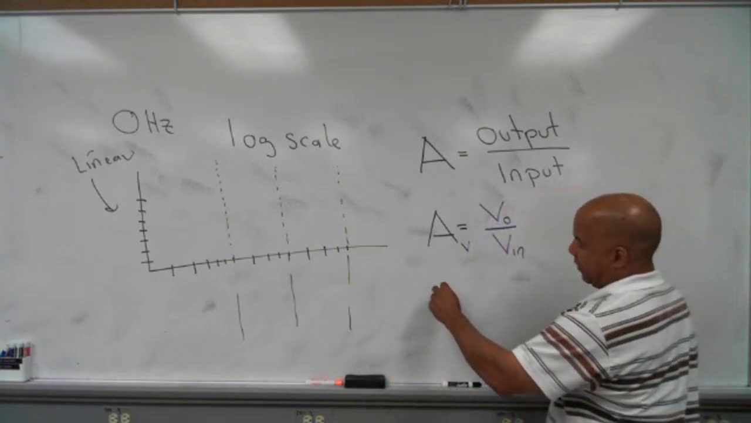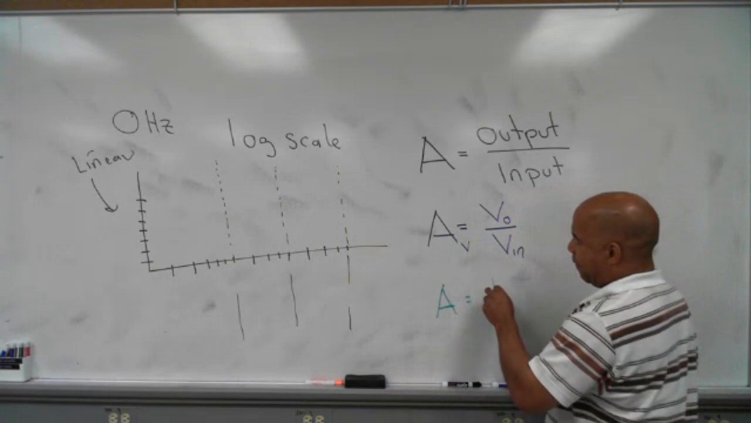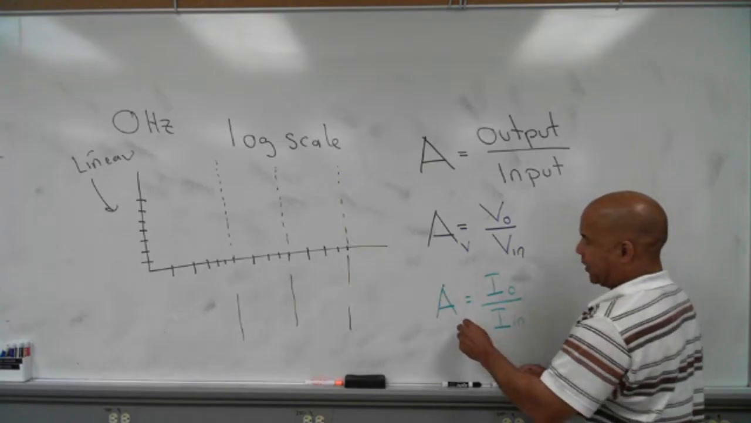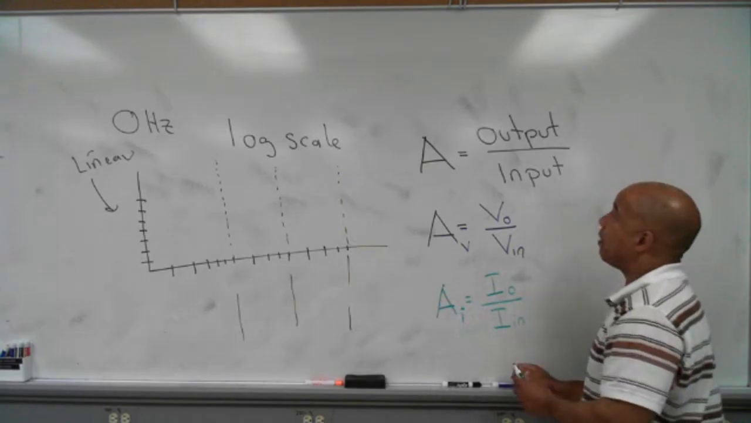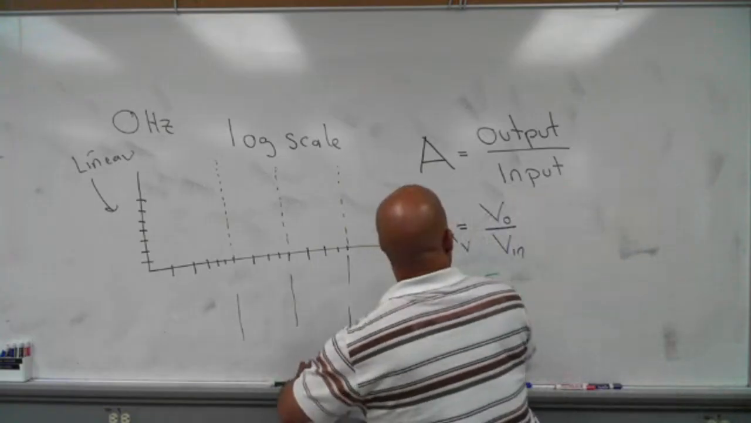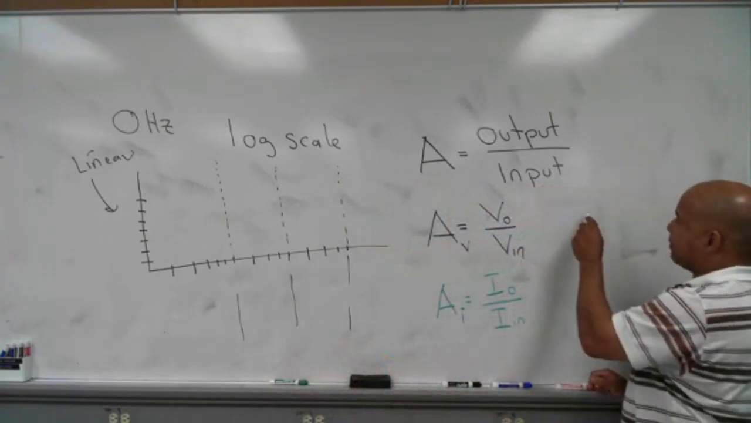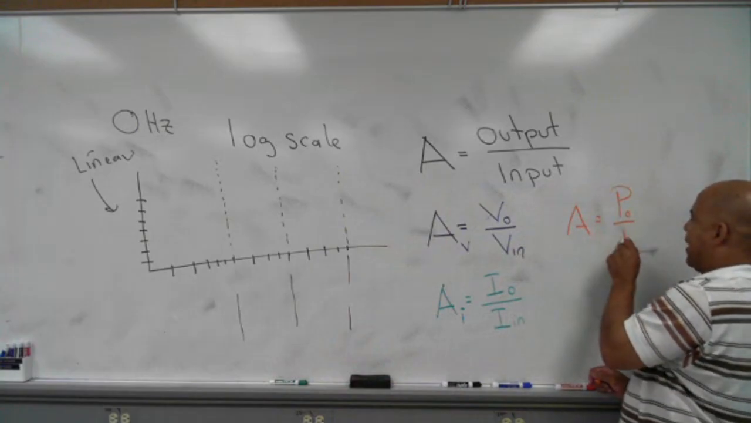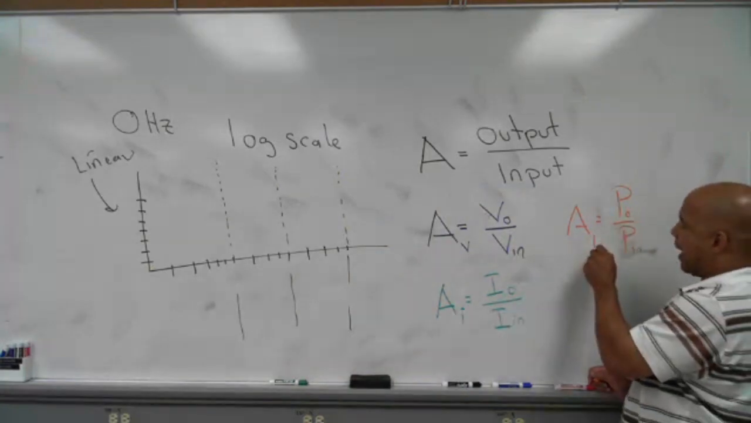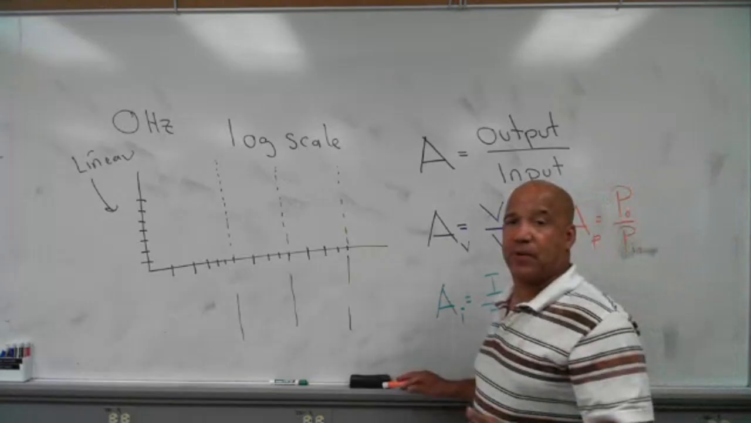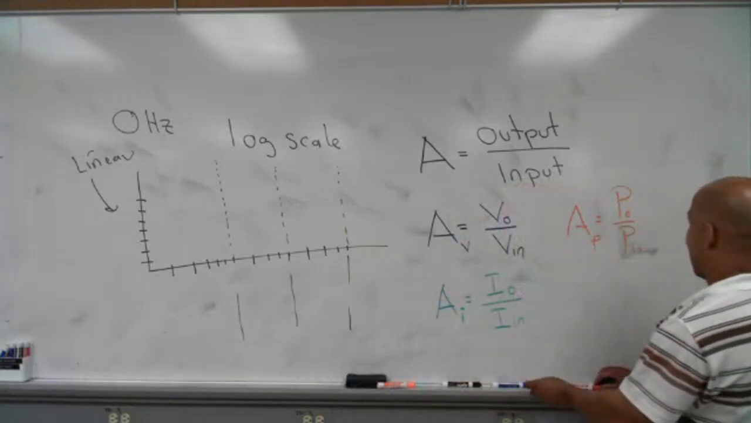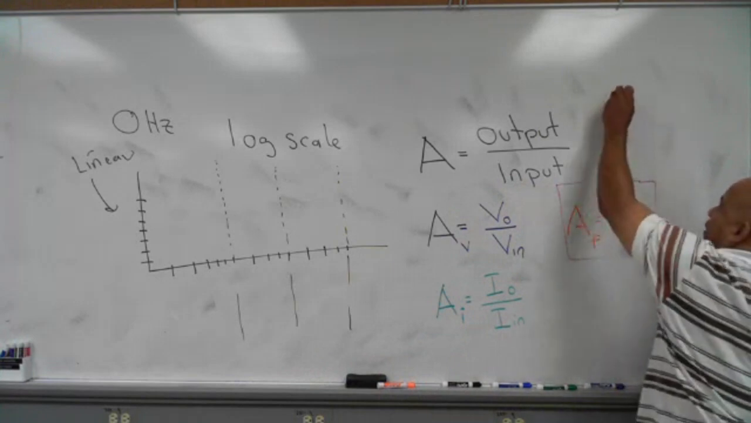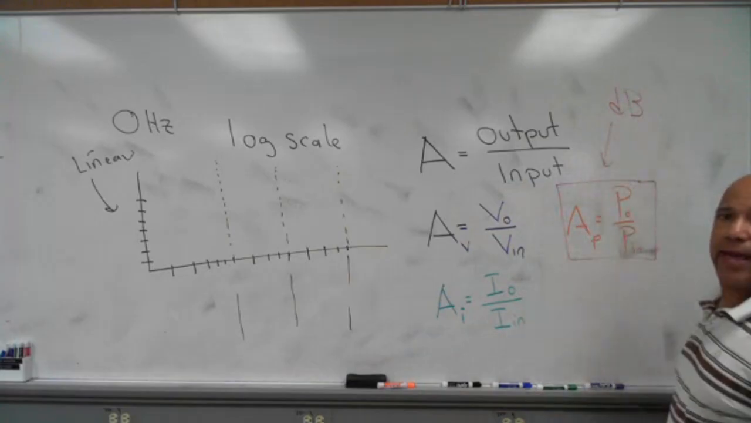I can have a gain where I take the output current divided by the input current. In that case, this would be an I there. That's a current gain. Or maybe this is more typical: I have a gain where I'm taking the output power divided by the input power. In that case, that's a power gain. Now, when we do our definition for decibels, it's based on this idea of power gain. This right here. Power gain. So decibels, the dB, is based on that kind of gain.